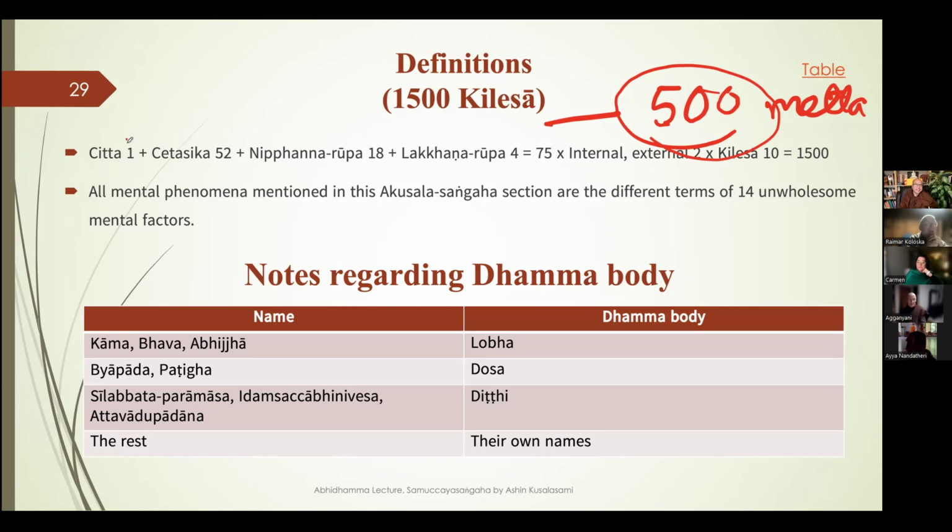Here, Citta 1, Cetasika 52, and Nipphanna Rupa in the Rupa Sangaha 18, and the Lakkhana Rupa 4, altogether 75, internal and external 2, and kilesa 10. So altogether 1,500.